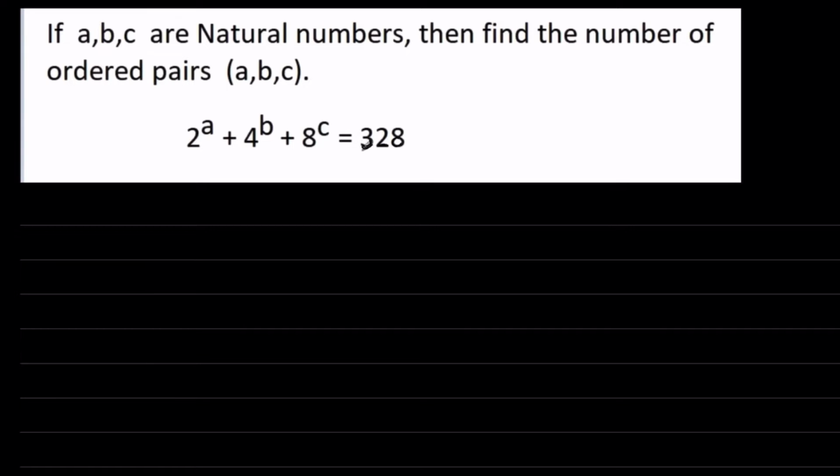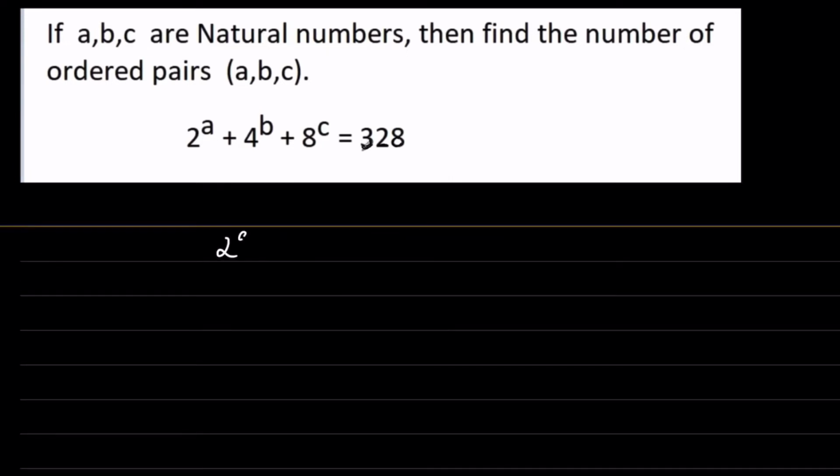In this problem we're given that A, B, C are natural numbers. Find the number of ordered pairs A, B, C such that 2 to the power of A plus 4 to the power of B plus 8 to the power of C is equal to 328. So given for us here it is 2 to the power of A plus 4 to the power of B plus 8 to the power of C is equal to 328.